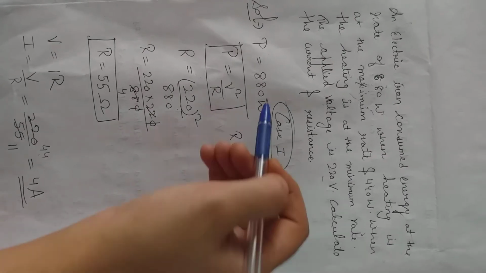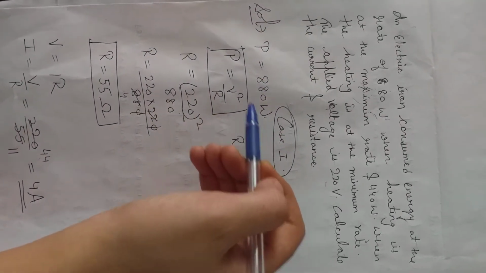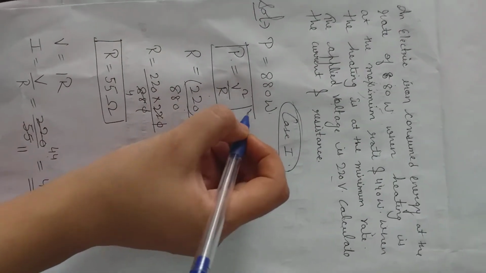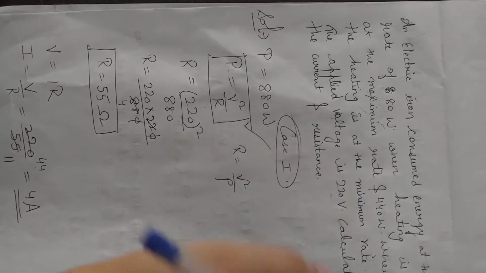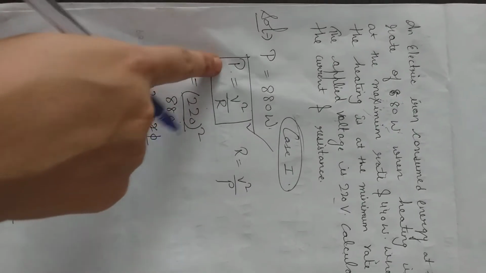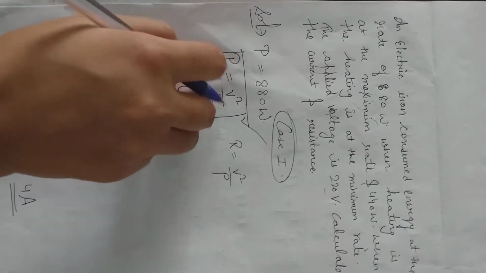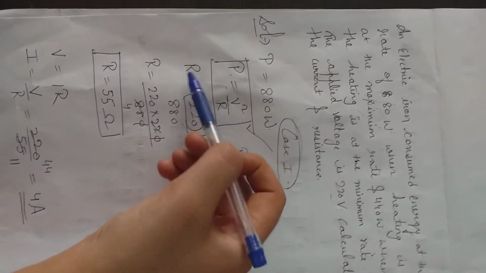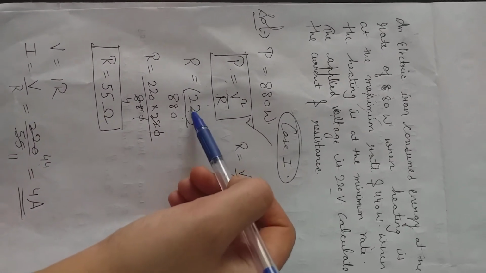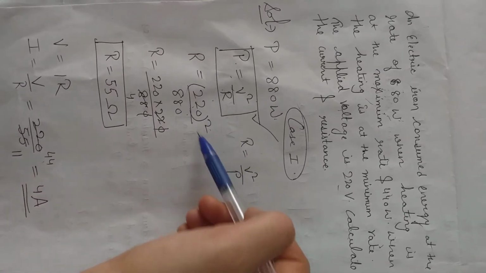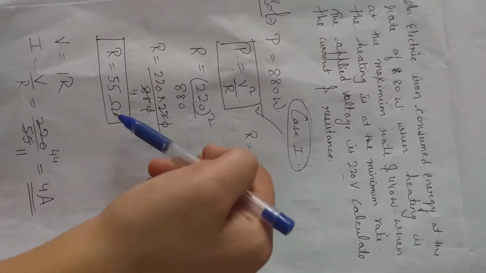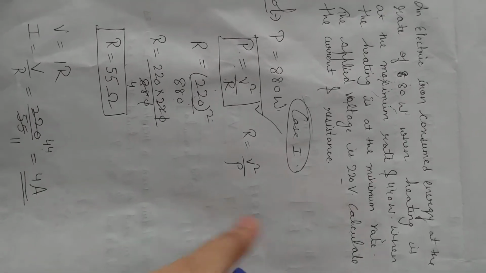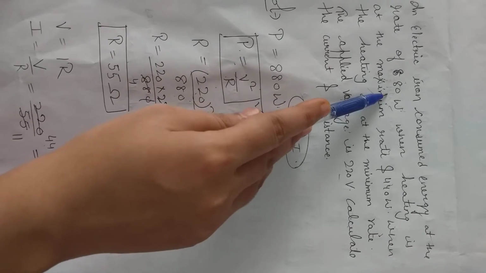Clear? In case 1, the power is 880 watt. The formula of power is V square upon R. Please note it. Without this, you can't solve the numerical. This is a basic formula. P is equal to V square upon R. So from it, resistance is equal to V square upon P. So put the value of voltage, 220 whole square, upon power 880 and solve it. The resistance will come out 55 ohm. This is the resistance for power 880 watt.